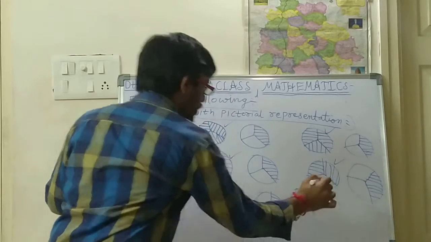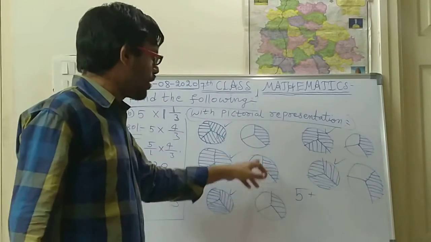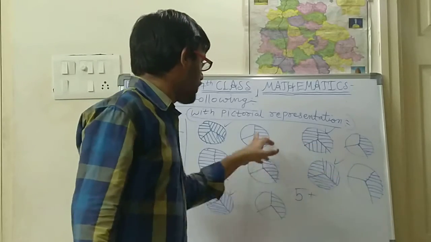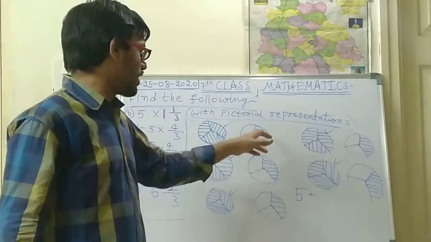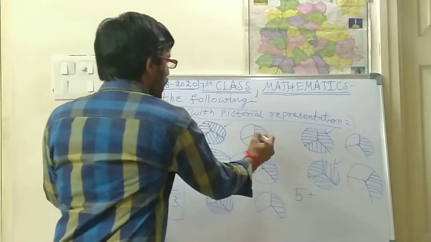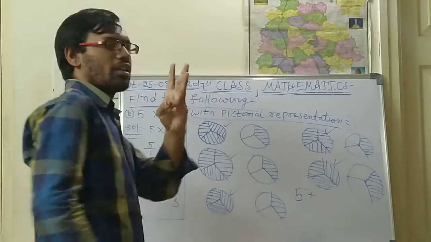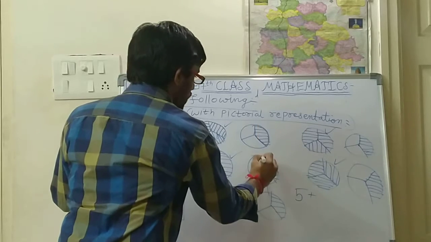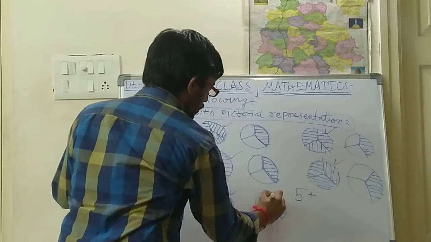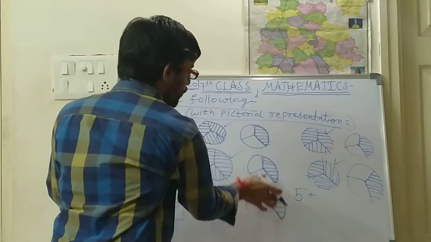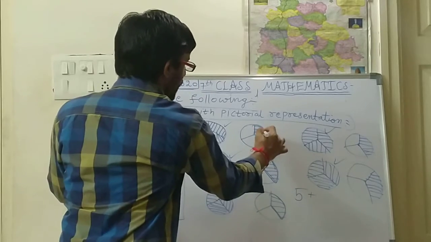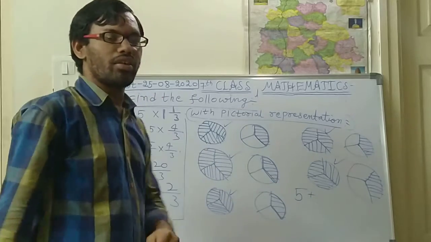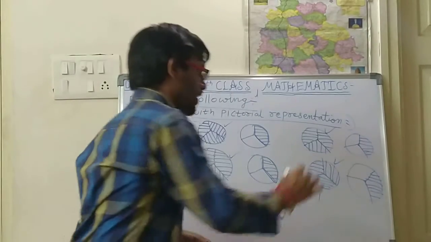Next, plus. So in each circle how many parts are there? 3 parts are there. Now only the unshaded parts are there. So in each circle 3 parts are there. If you combine this one part, 2 parts, 3 parts, only this 3, that will become one circle now. So that is one circle.